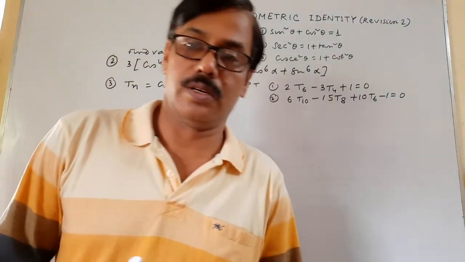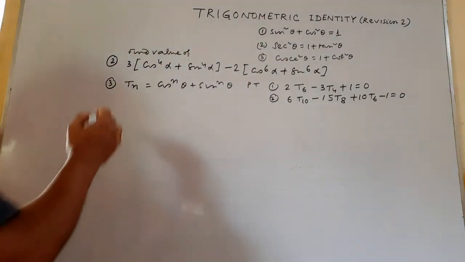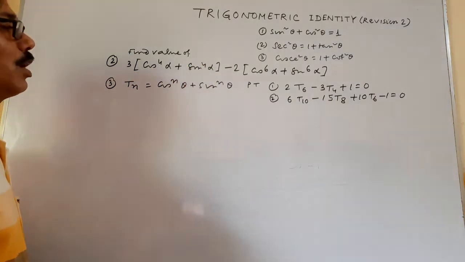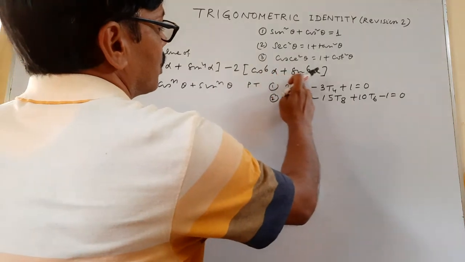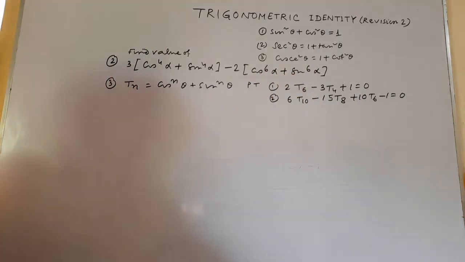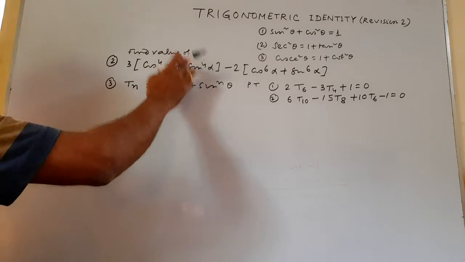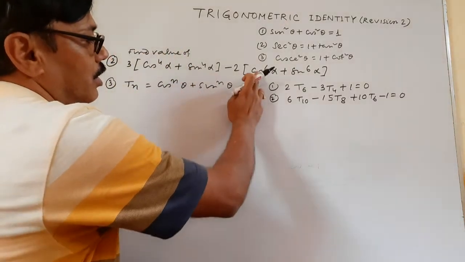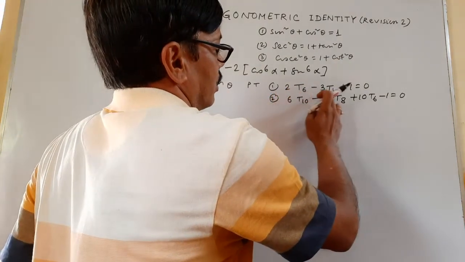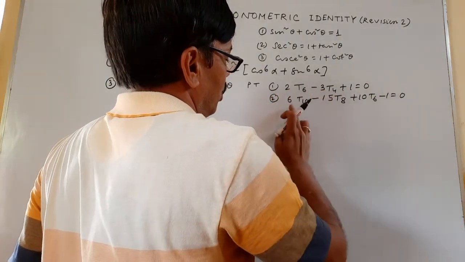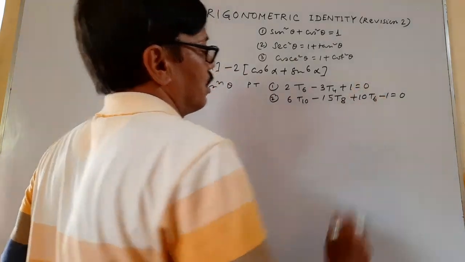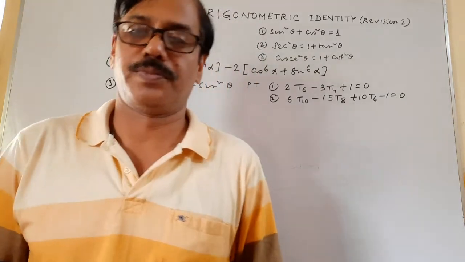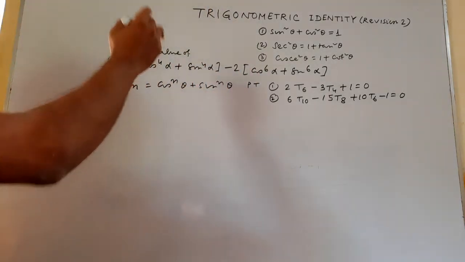Now we consider two similar problems. First: 3 into cos to the power 4 alpha plus sine to the power 4 alpha, minus 2 into cos to the power 6 alpha plus sine to the power 6 alpha. What is the final value? And second: let Tn be cos to the power n theta plus sine to the power n theta. Prove that 2T6 minus 3T4 plus 1 equals 0, and 6T10 minus 15T8 plus 10T6 minus 1 equals 0. This is also a most important problem.